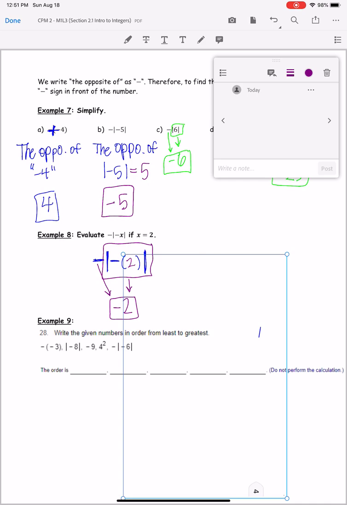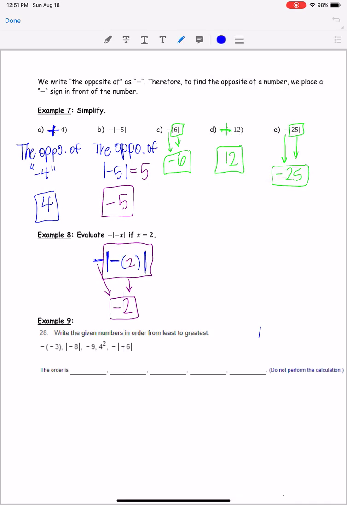Okay, let's try and get rid of that line. I guess I can't. Okay, write the given numbers in order from least to greatest. Notice it says right here, do not perform calculations. So we have to perform calculations to figure out what number is bigger than the other number. But then when you put your answers on these lines, it needs to be in this form here, not what they simplify to be.